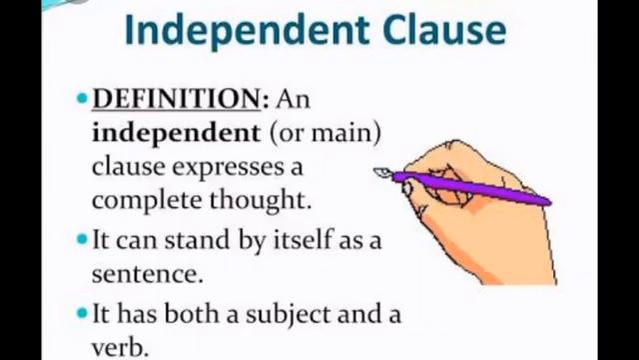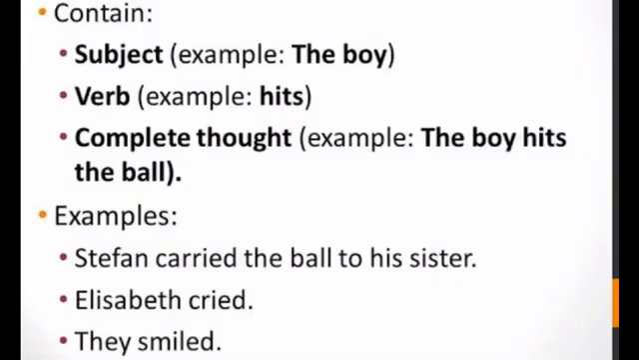Friends, look at the definition of an independent clause. An independent clause is also known as a main clause. It has a subject and verb of its own. It can stand alone so that it expresses a complete thought. Dear friends, three points are important in connection with a main clause or an independent clause. The first one, it has a subject and verb of its own. Second one, it stands alone. And the third one, it conveys a complete thought.